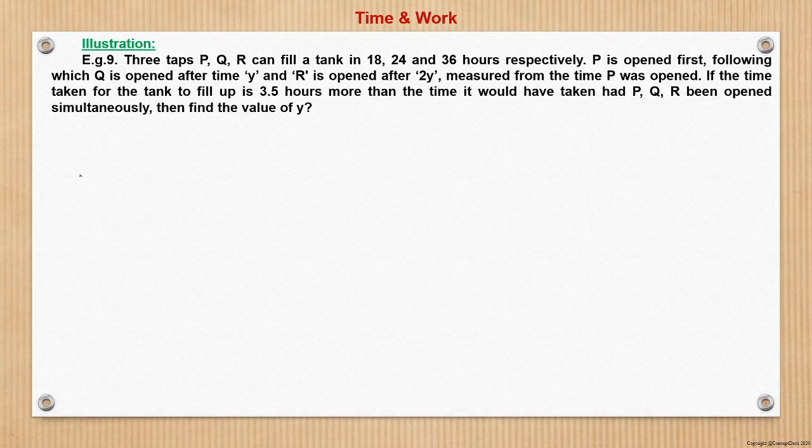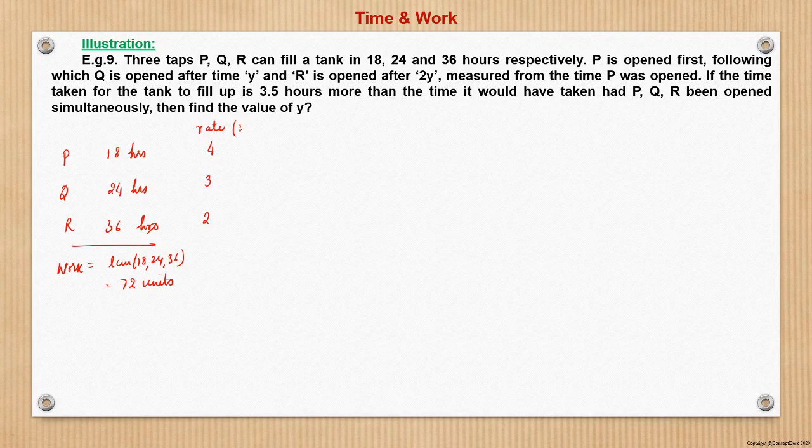So same way we can write here P, Q and R, they are 18 hours, this is 24 hours and this is 36 hours. So the work would be the LCM of 18, 24 and 36, which is 72 units. Okay, this is assumed. So now the working rate will be 72 by 18, which is 4 units per hour. This is 3 units per hour. This is 2 units per hour.